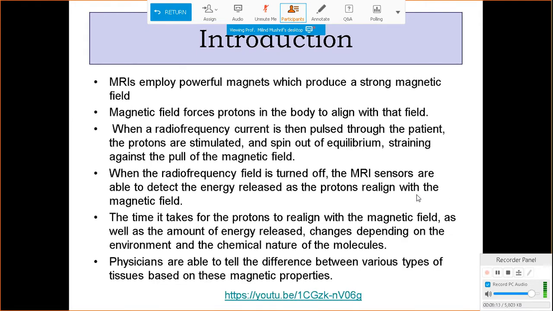So let us first understand how the MRI technique works. MRIs employ powerful magnets which produce a strong magnetic field. When the body of the patient is exposed to this strong magnetic field, the abundant protons in our body come under the field, and these protons spin and therefore produce their own field. But when these protons are exposed to the strong magnetic field, they get aligned with this magnetic force.